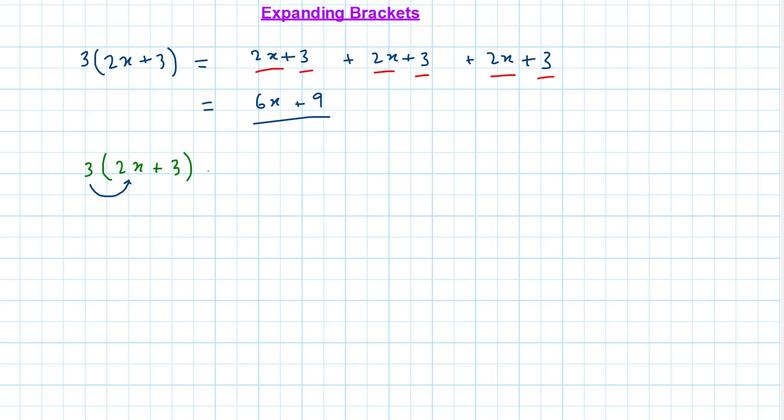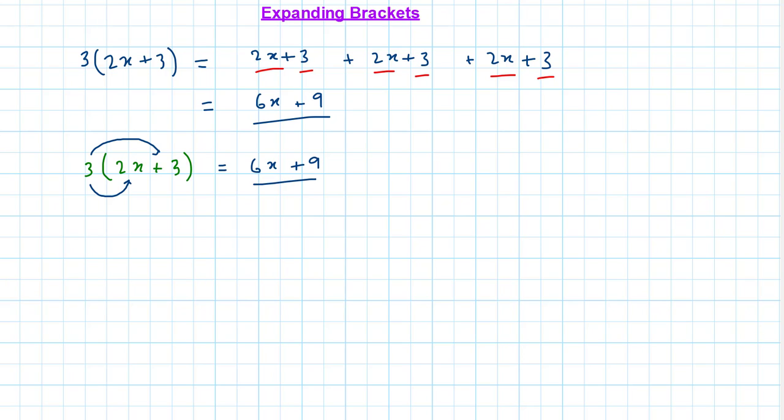So 3 times 2x will give me 6x. 3 times 2 is 6, there's an x there. And 3 times 3 is equal to 9. It's a plus 3, so it's going to give me plus 9. And you see I've got the same answer, but much, much quicker.